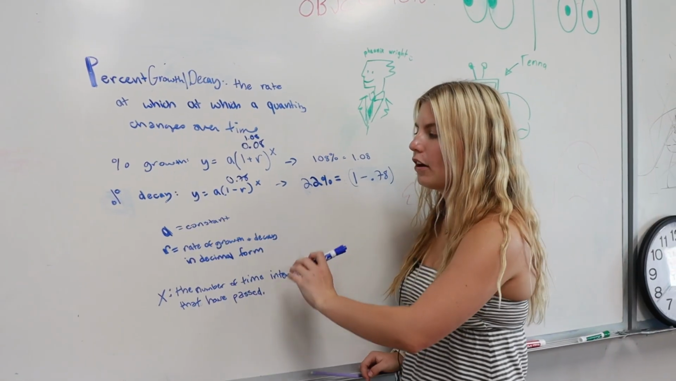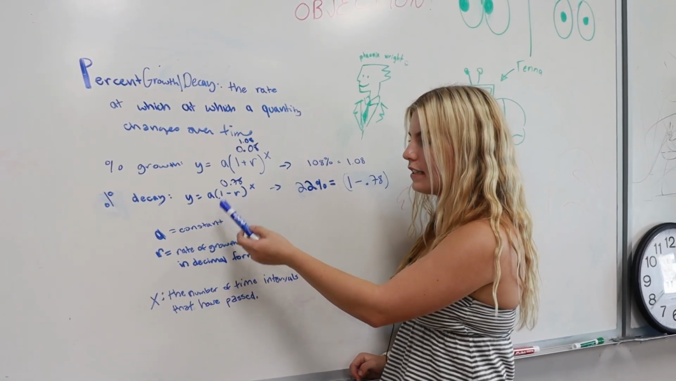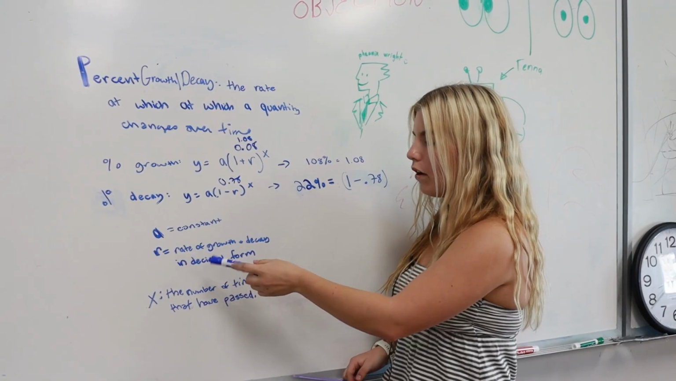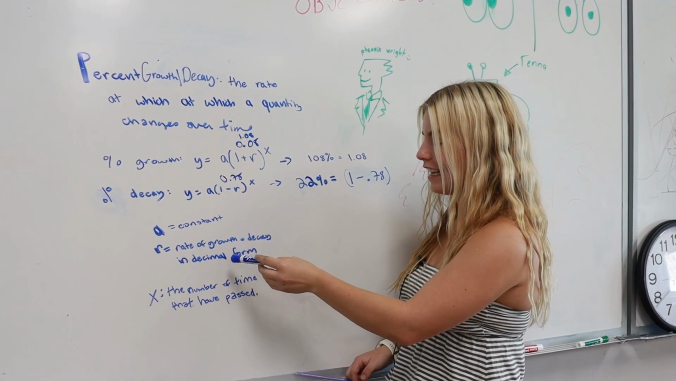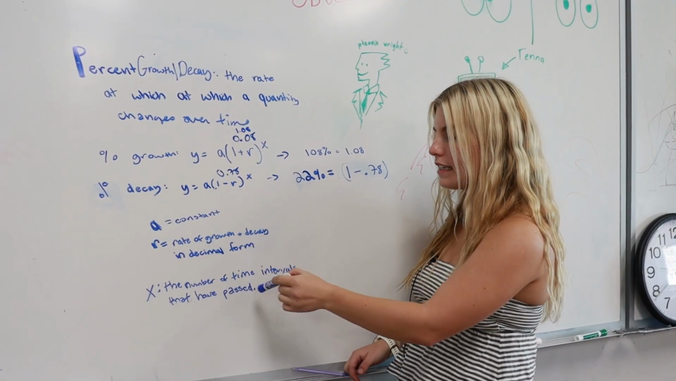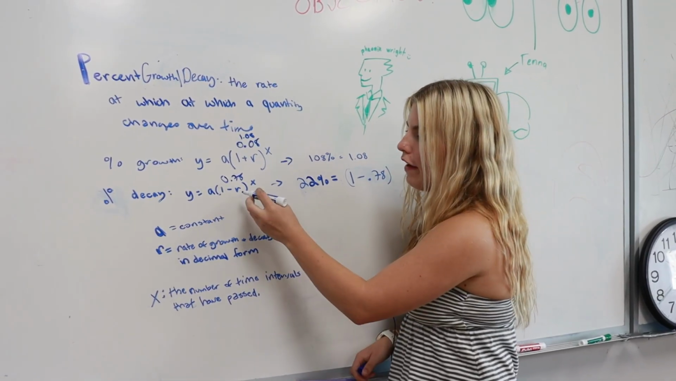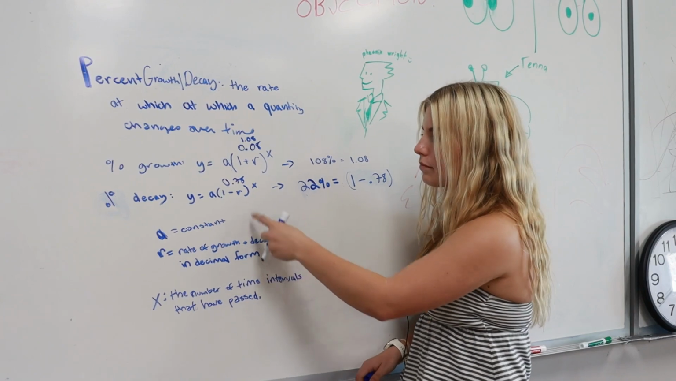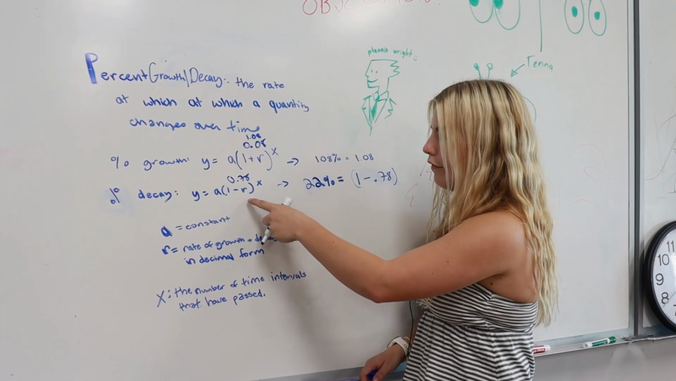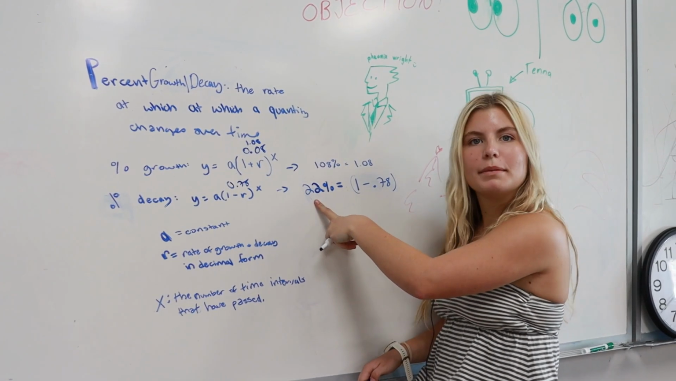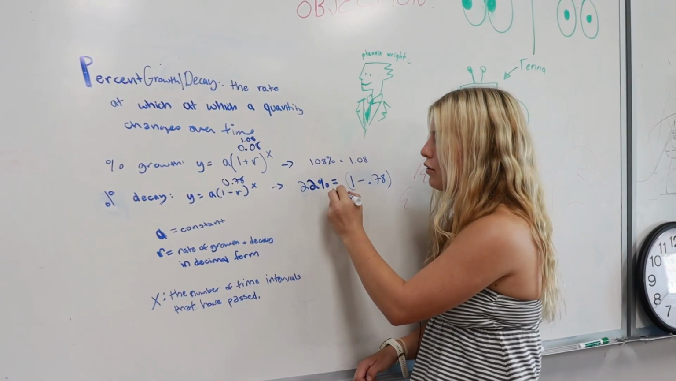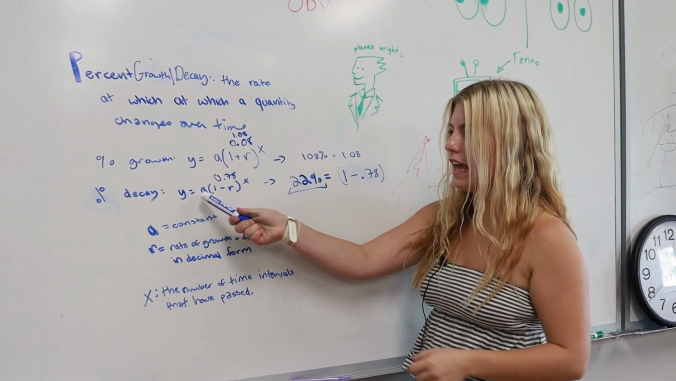For percent decay, our equation is y equals a, where a is our constant, times 1 minus r, where r is our rate of growth and decay in decimal form, to the power of x, where x is the number of time intervals that have passed. For example, if our r value was 0.78, then this converted to percentage form would be 22%, which means that we keep 22% of a each interval of x.